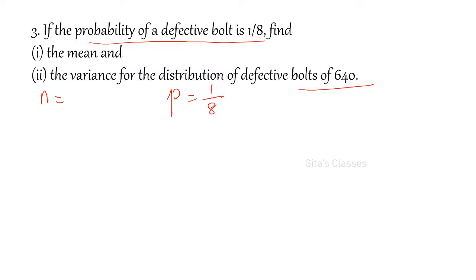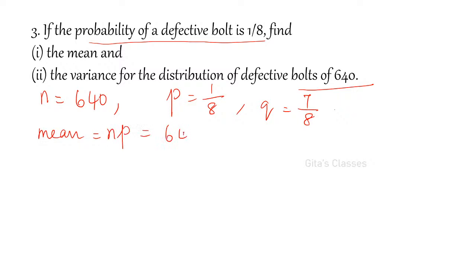No problem. And Nagalakshmi, 640 is correct. Very good. N is equal to 640 is correct. So p is equal to 1 by 8, q is equal to 7 by 8 also can be taken. So mean is equal to n into p, 640 into 1 by 8.